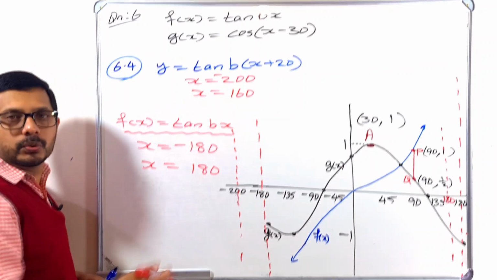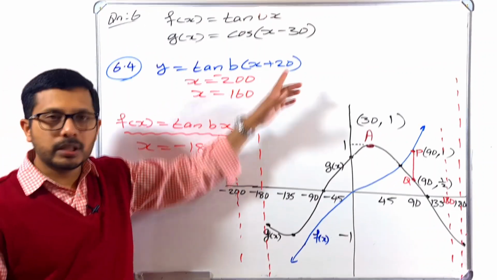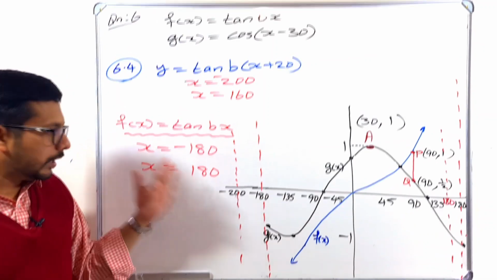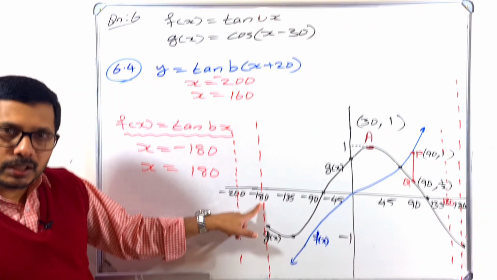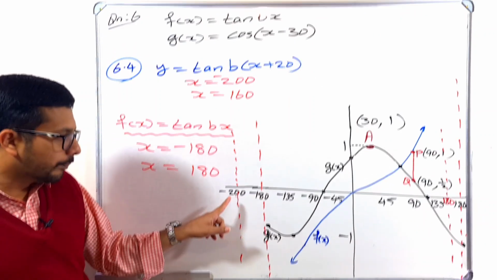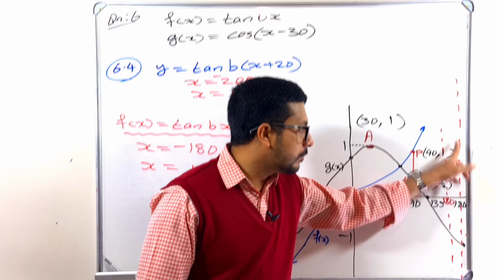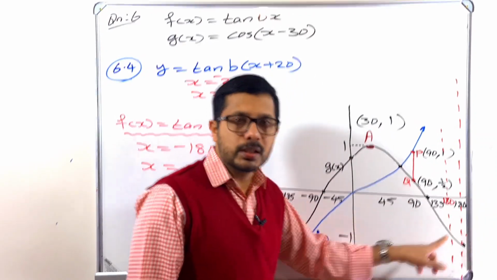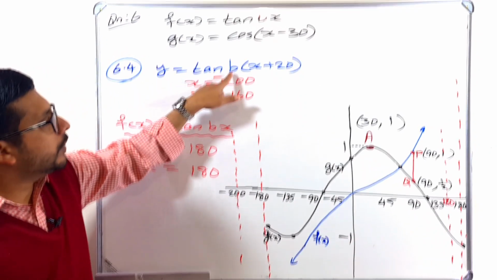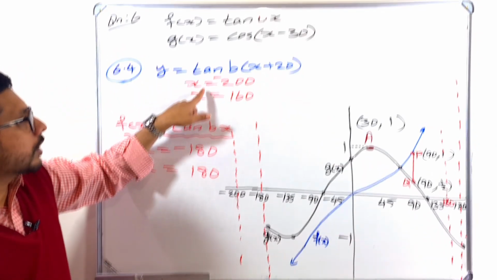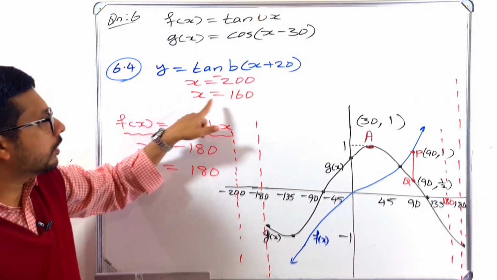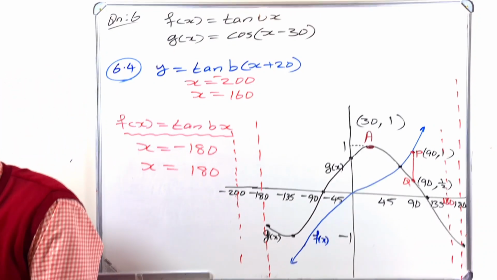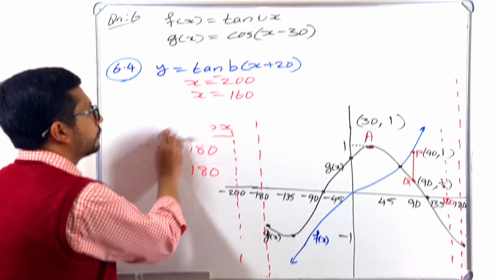160. How do you get this minus 200? When it is shifted 20 degrees to the left, the whole graph, even the asymptote, also shifts 20 degrees to the left. In this graph, the asymptote is minus 180. So 20 degrees to the left means minus 200. Here, what is the asymptote? 180. 20 degrees to the left means 180 minus 20, that is 160. So for the new graph tan b x plus 20, the equations of the asymptotes are x is equal to minus 200 and x is equal to 160. But here there is a problem. What is that? Here, let me erase this one.